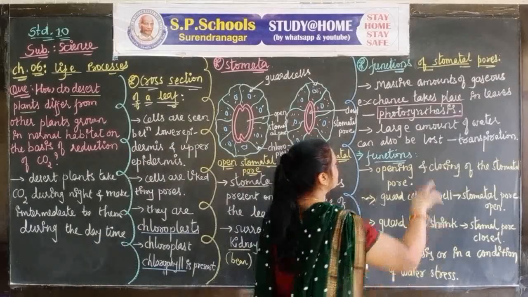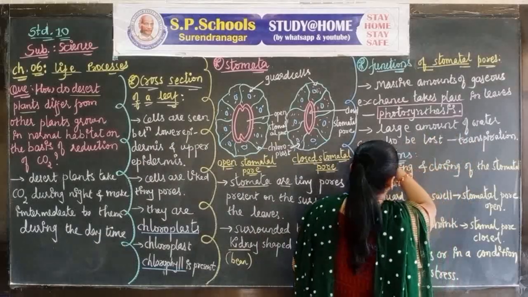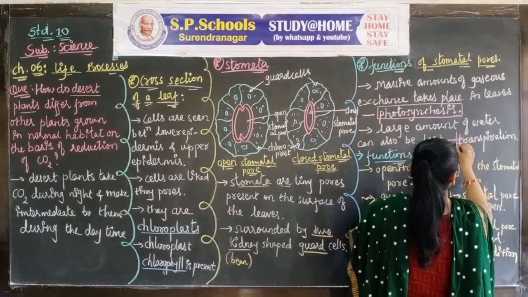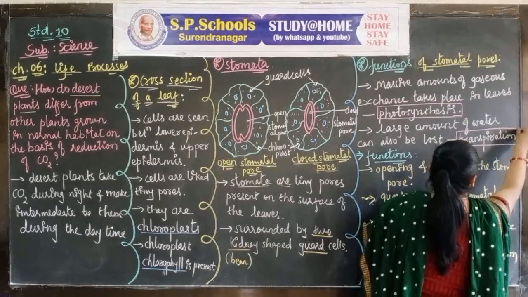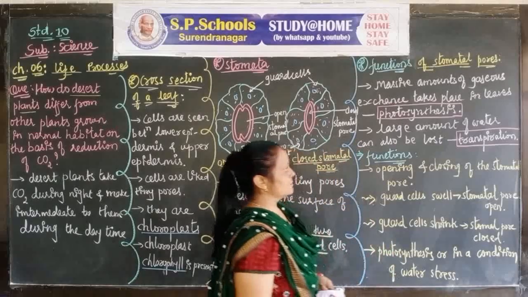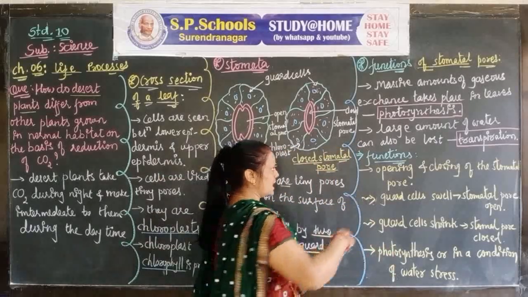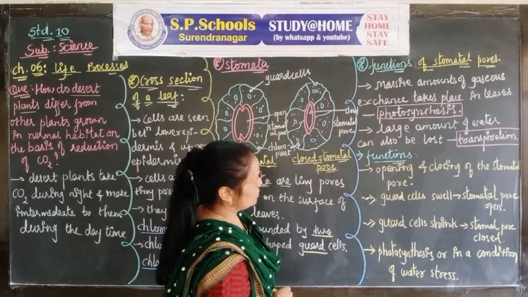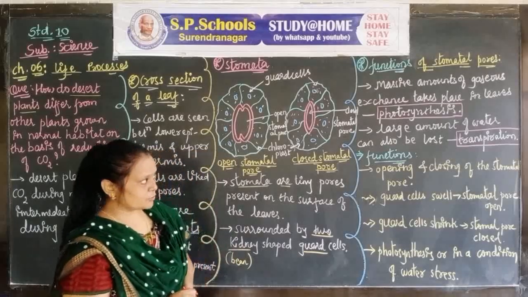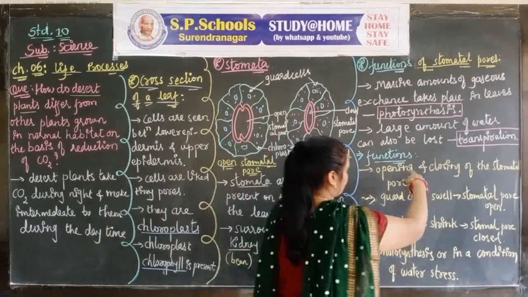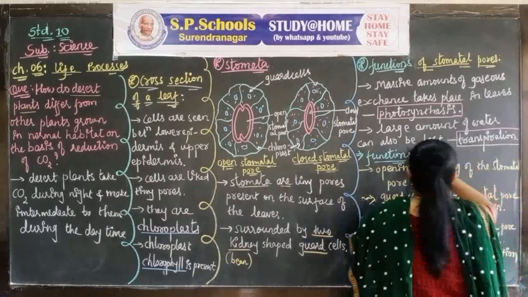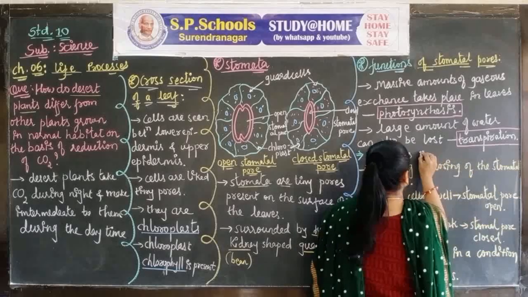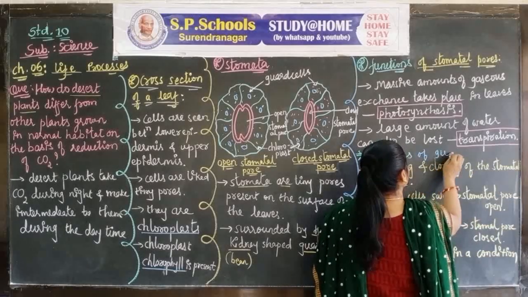The second function is that a large amount of water can also be lost during the process of transpiration. So two functions are shown by stomatal pores. Next we clear the functions of guard cells.